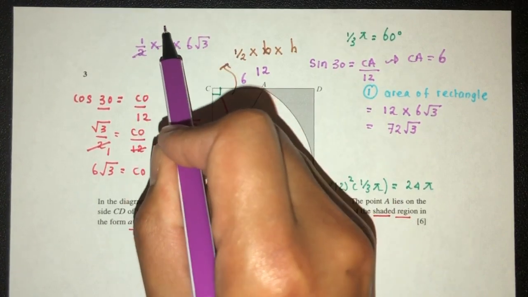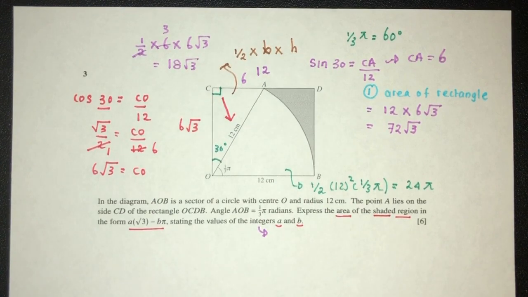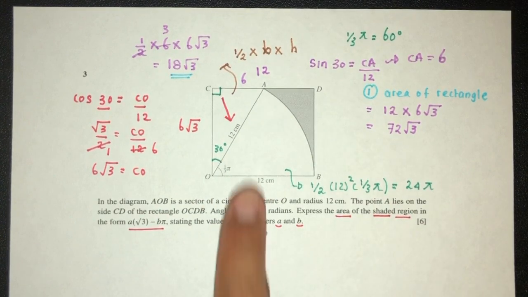That should be 3 here, 3 here. That should be 18 root 3. So the area of the triangle is 18 root 3, and this is 24 pi.